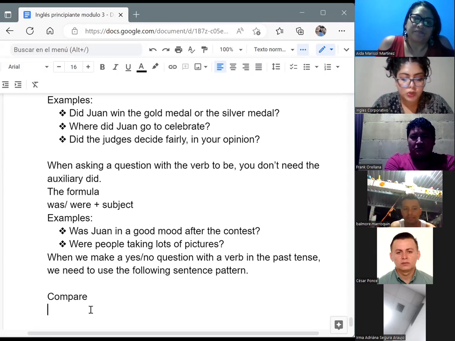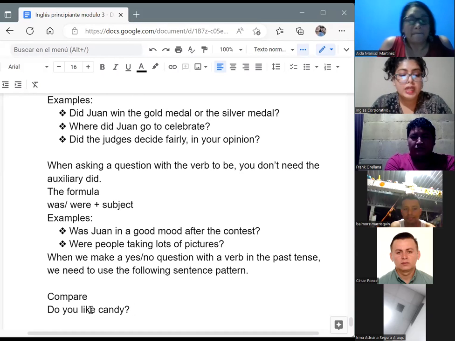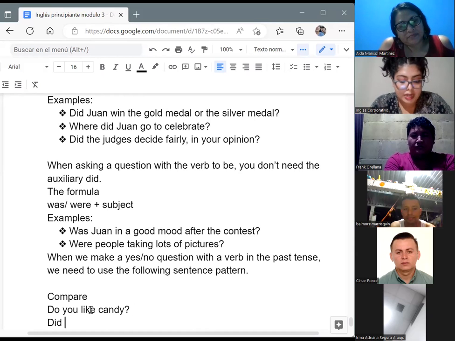So, we have here, do you like candy? Do you like candy? And this one is a present question because you are using do to express your idea. Do you like candy? ¿Te gusta o te gustan los dulces? Es una oración o una pregunta en presente. Then we are going to have a question in past. Did you like candy when you were young?